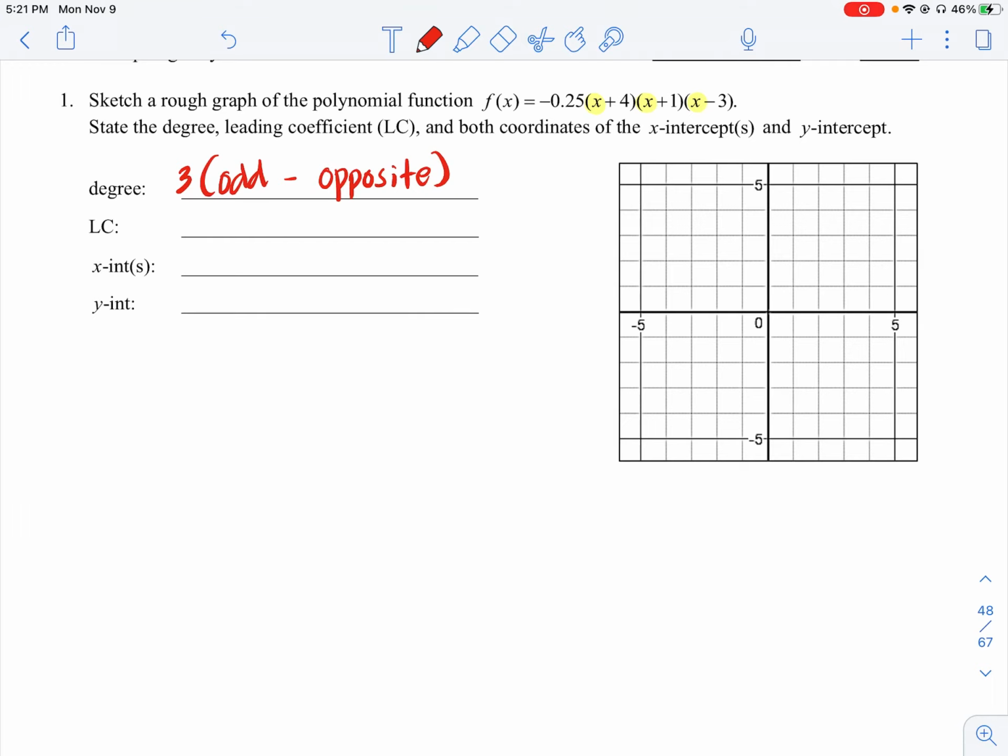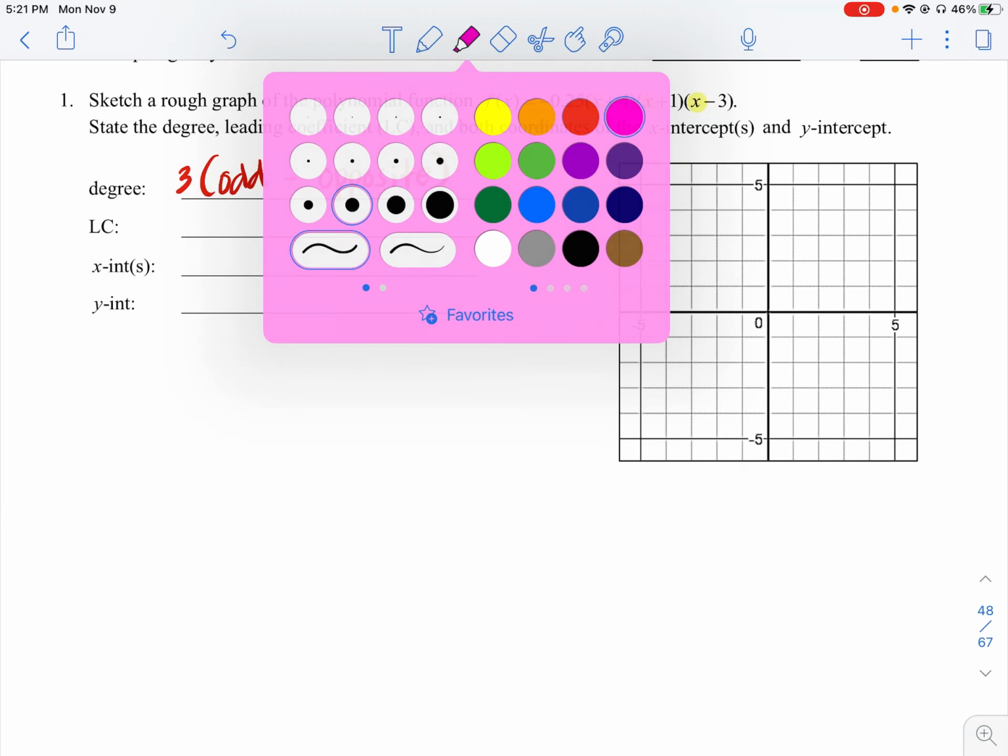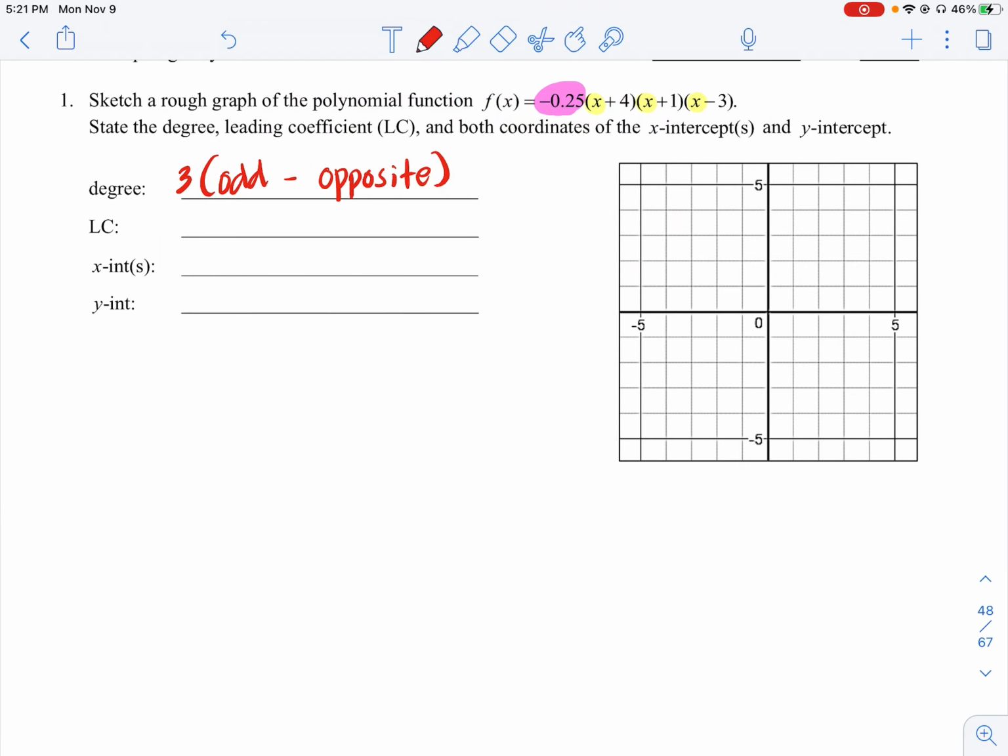And then my leading coefficient is the number right there. The number of the leading coefficient is not really important right now. What's important is the sign of the leading coefficient. The sign of the leading coefficient is negative, right? So you need to be very careful. I need negative 0.25. And then because it's negative, it's on the right side down. Okay? So what does that mean?